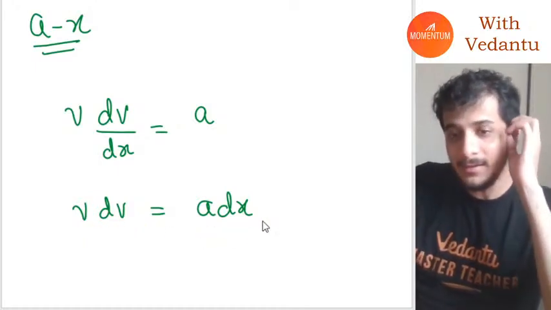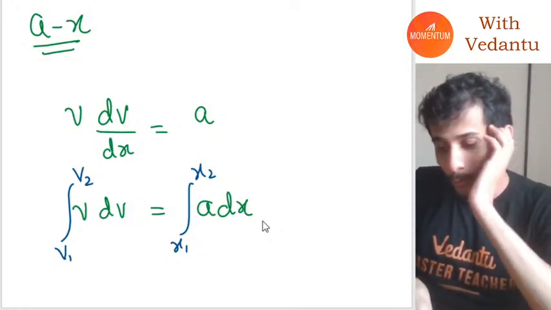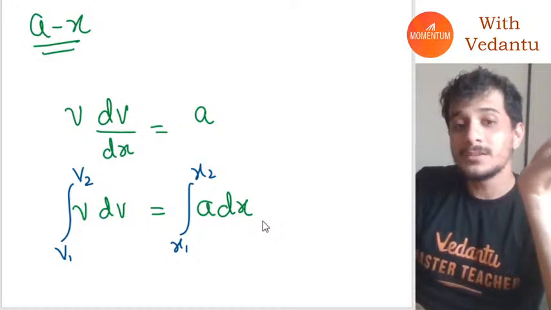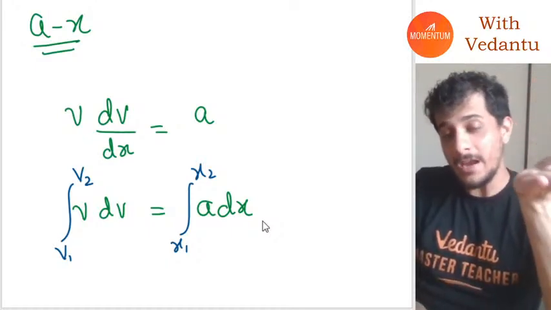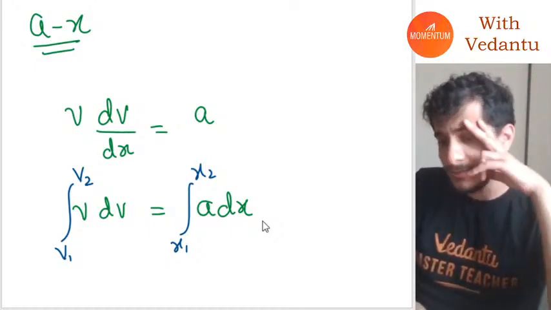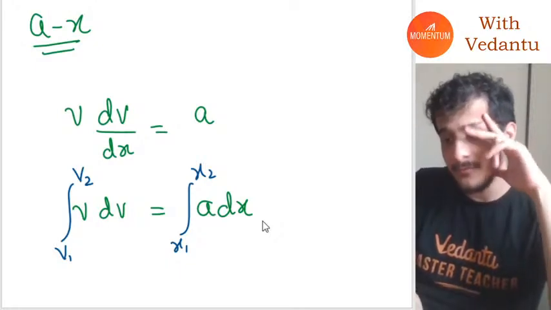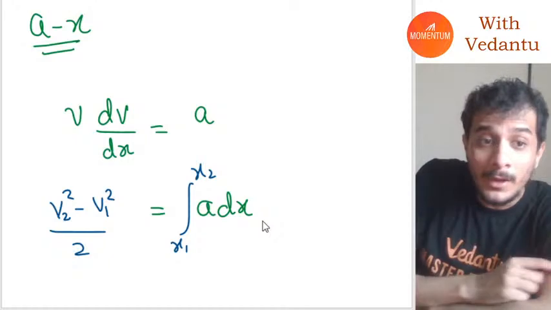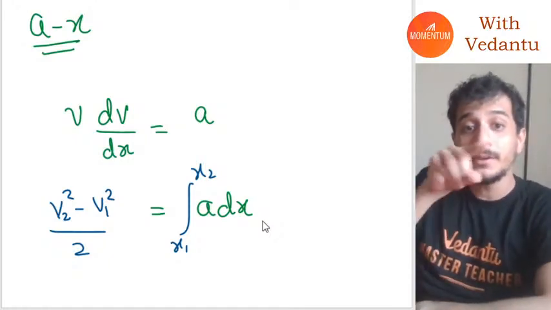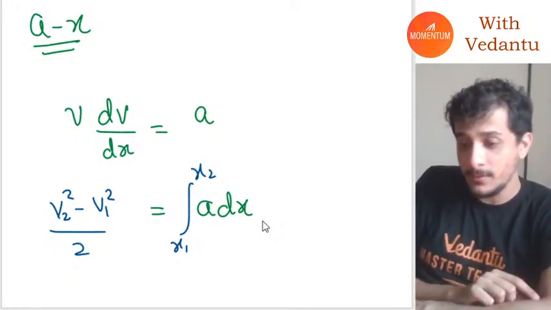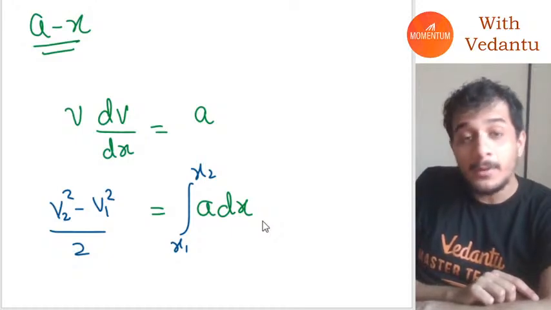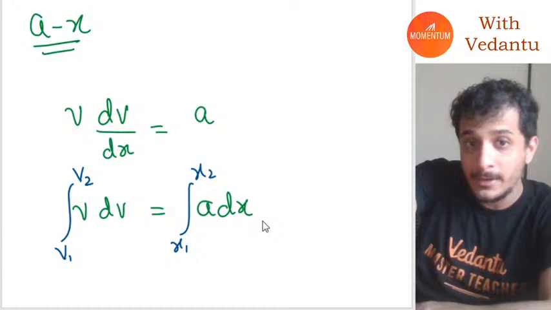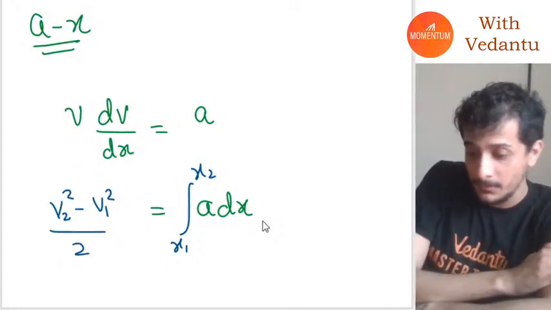Now, if I integrate both sides, what will it be? Integration of v dv is equal to integration of a dx. What is integration of v dv? I think everybody knows, it's v square by 2. And if I substitute the limits, it will be v2 square minus v1 square divided by 2. Integration of v dv is just v square by 2.